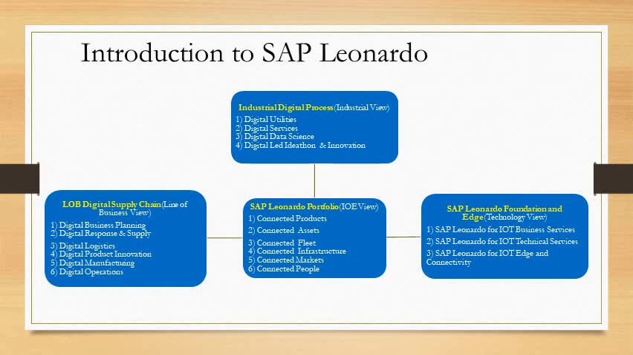All three get connected with the IOE view, that is the Internet of Everything view, which is also called the SAP Leonardo portfolio, where every area of business is connected, like connected products, connected assets, connected fleet, connected infrastructure, connected market, and connected people.